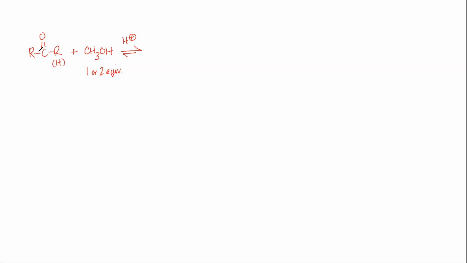So this is going to give us what is called a hemiacetal or a hemiketal, and then ultimately a ketal or an acetal. So if we're writing the mechanism for this, we're going to do exactly the same thing that we did before. I have my acid catalyst. I'm going to protonate the carbonyl oxygen. And we're going to do that a lot.